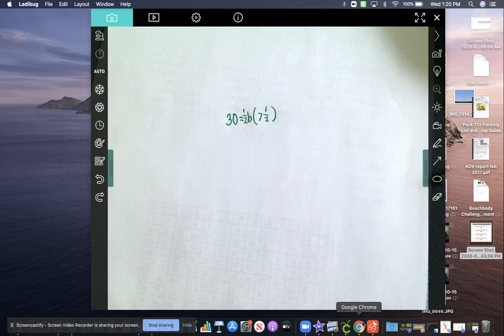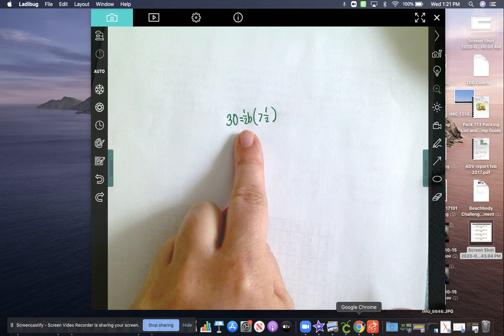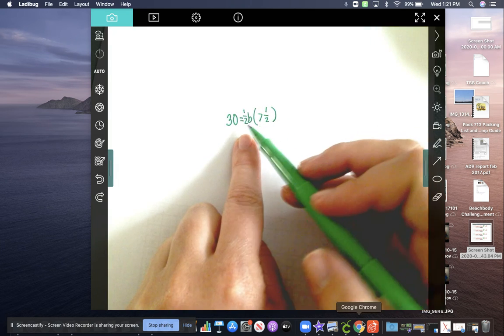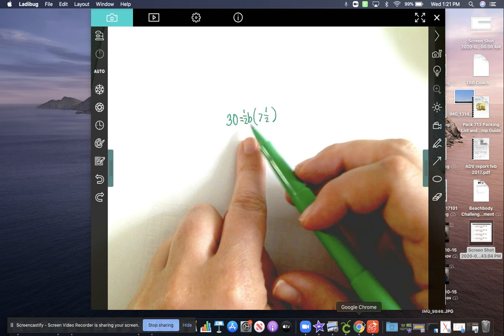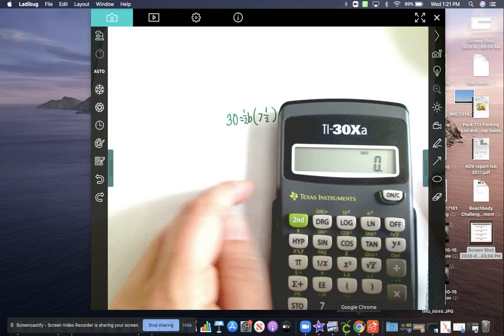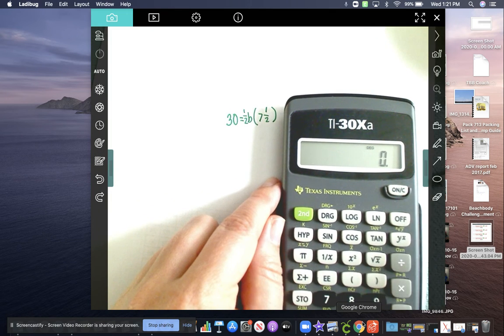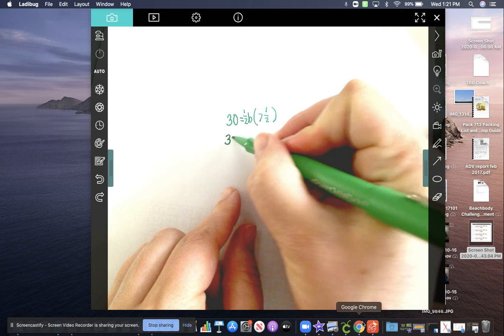Okay, so 30 equals 1/2 b times 7.5. Remember, we have to isolate the variable. We have to get it by itself. So we're going to solve the parts on the right that we know how to do. So we can do 1/2 times 7.5. So I'm going to do that on my calculator. I'm just going to use decimals. So 0.5 times 7.5 is 3.75.